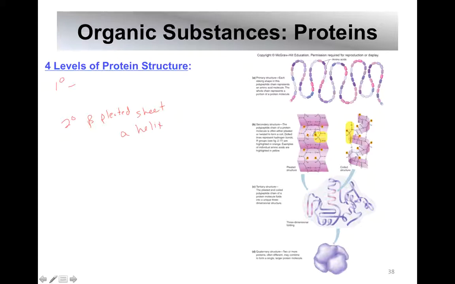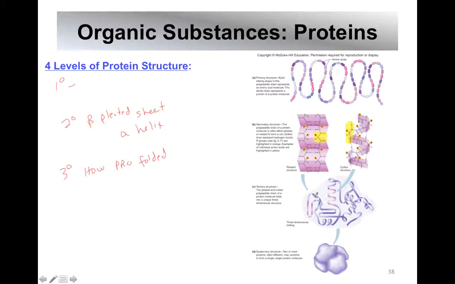Okay, a beta pleated sheet looks like this, and the alpha helix looks like this. Tertiary structure is how the protein is folded. Each tertiary structure for a protein is different, and it's really those more distant interactions that help to fold it that way. The tertiary structure is so important for enzymes because enzymes have to be folded a certain way so that they can have an active site to work on their substrate.